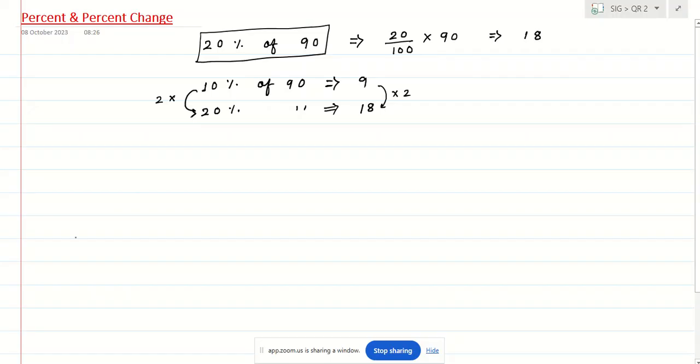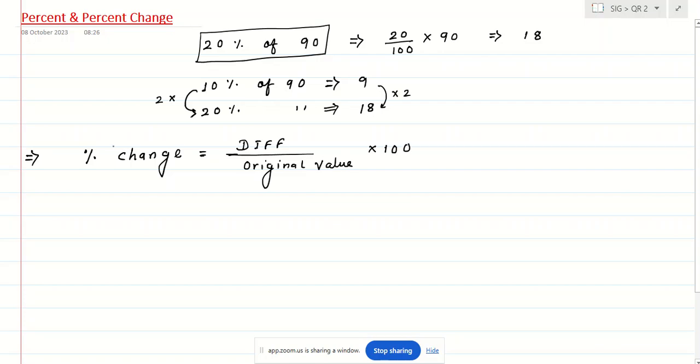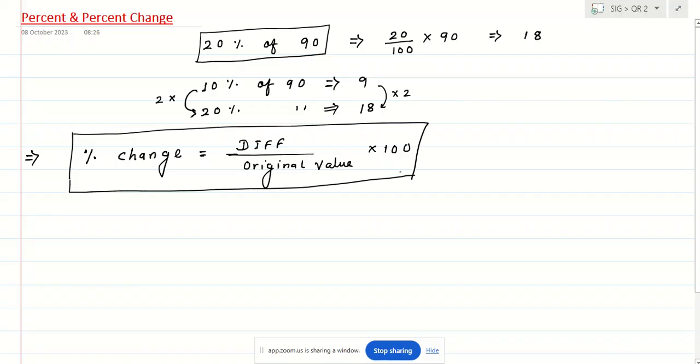Now what is important here, everybody, for GRE and GMAT? Very important. That is the formula we use, and the expression, percentage change, equals the difference divided by the original value into 100. You can make a note of this. This is very, very important to understand. Percentage change equals difference divided by original value into 100. Let's look at the example.